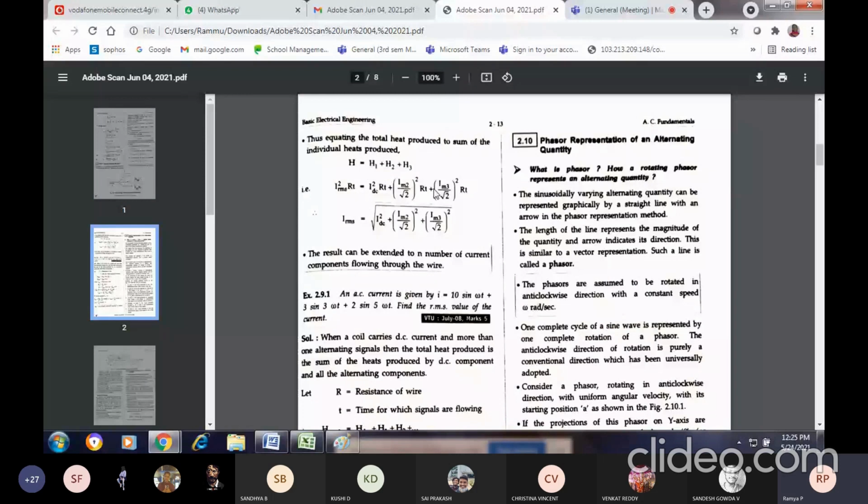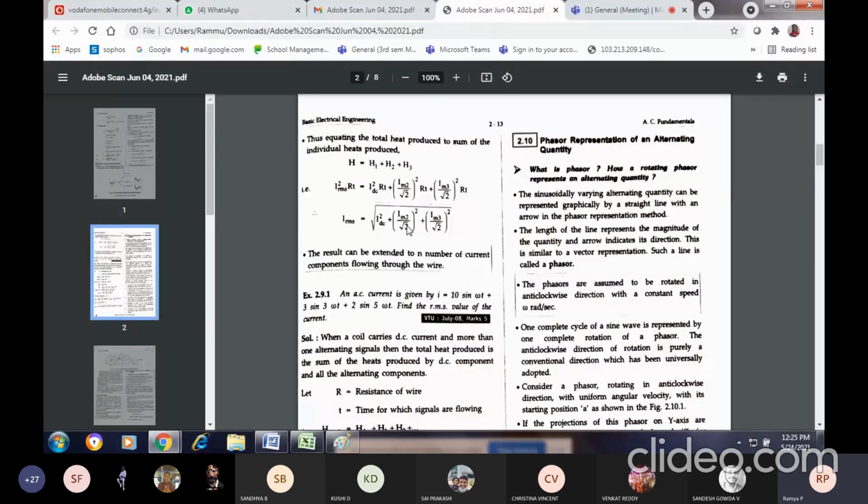Whichever common term you want to take, you take it out if it is able to cancel. See, RT is common. It is present in both the LHS and RHS. You can take R and T, the resistance and the time, outside and cancel. So the final equation for IRMS is the square root of D into C.